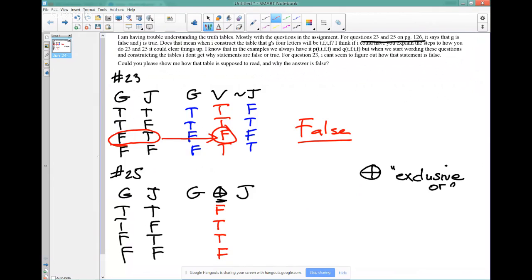Now, once again, it says G is false and J is true. So they're telling you to use this rule, and the correct solution here is true. Hopefully, except for the confusion that the book doesn't have this exclusive OR, this would be the way I'd like you to do numbers 23 and 25. So hopefully that clears up the issue.